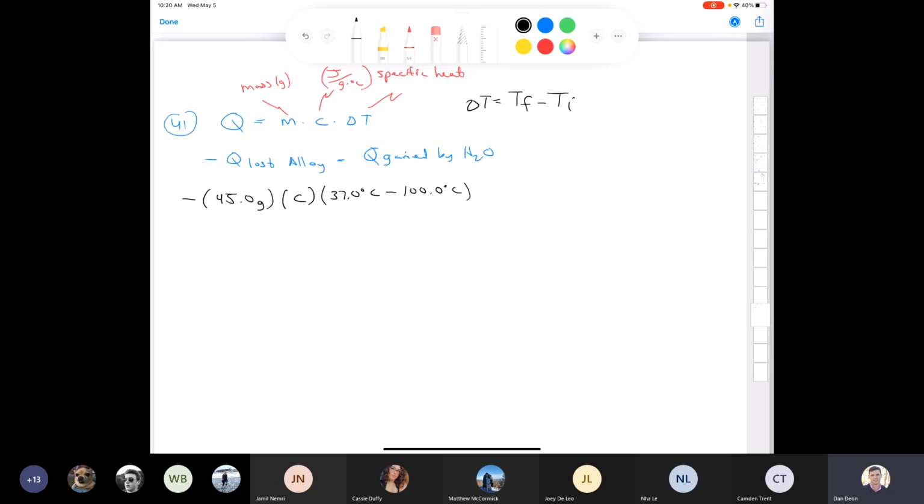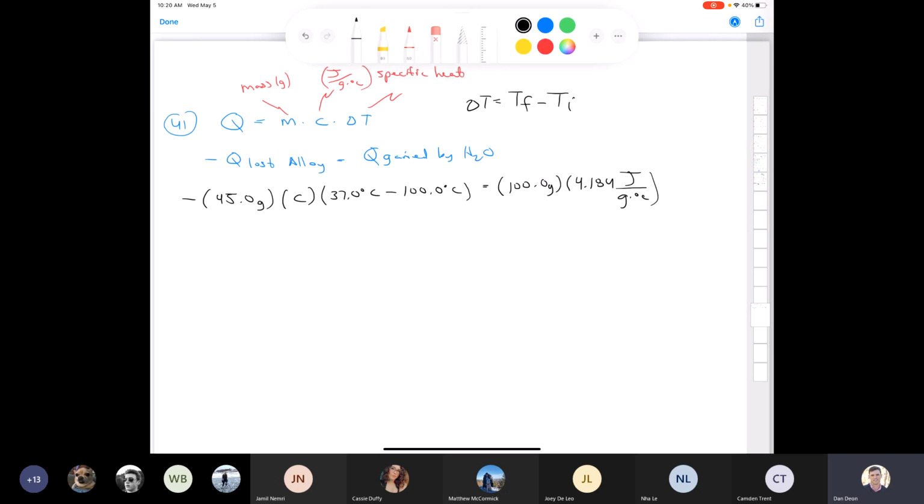Somebody took it out of boiling water. And that's going to be equal to the mass of our water. We have 100 grams of water multiplied by the specific heat of water, which, if you don't have memorized, is 4.184 joules per gram degrees Celsius.